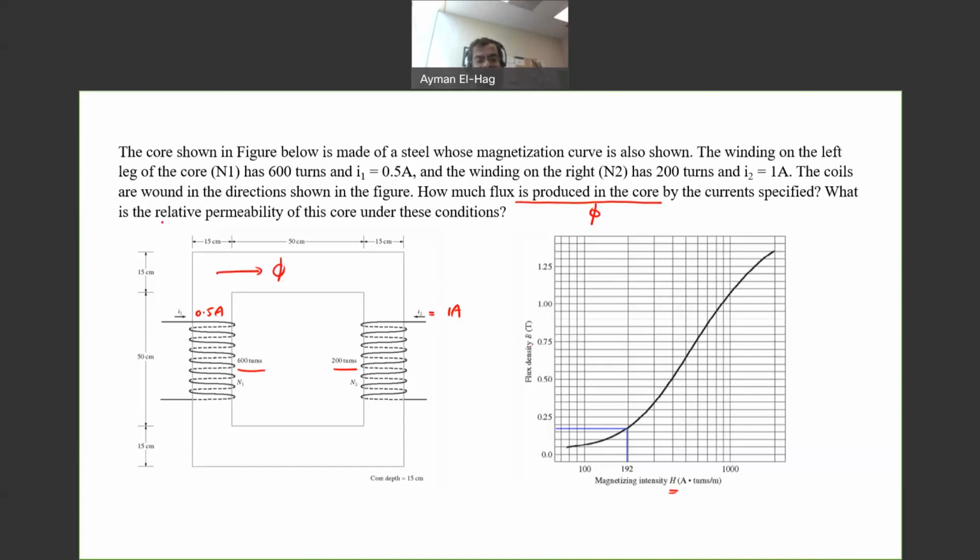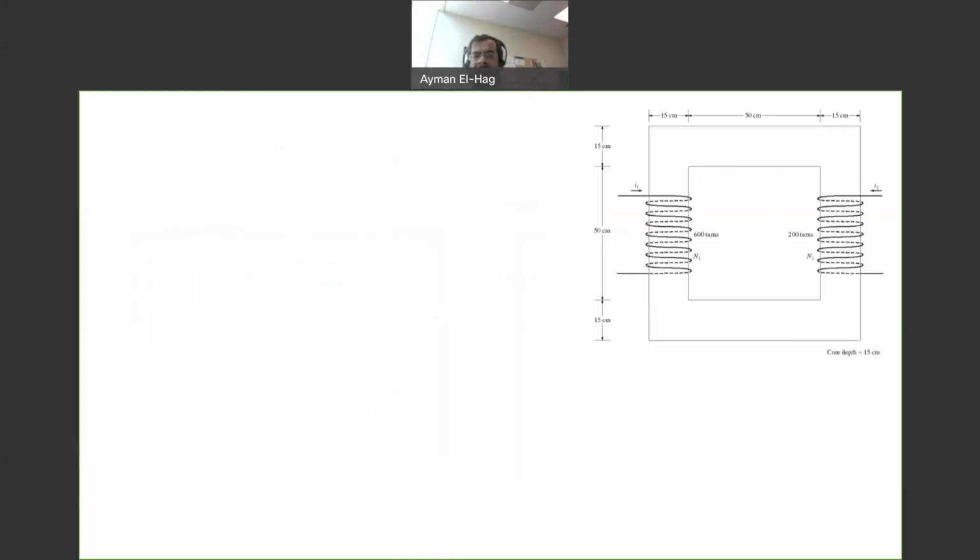And what is the relative permeability? We want to find also what is mu r, because it's not given to us. So that's a different question. In this question, we have the saturation curve. This BH curve is called the saturation curve. Okay, let's see how we'll proceed with this question.